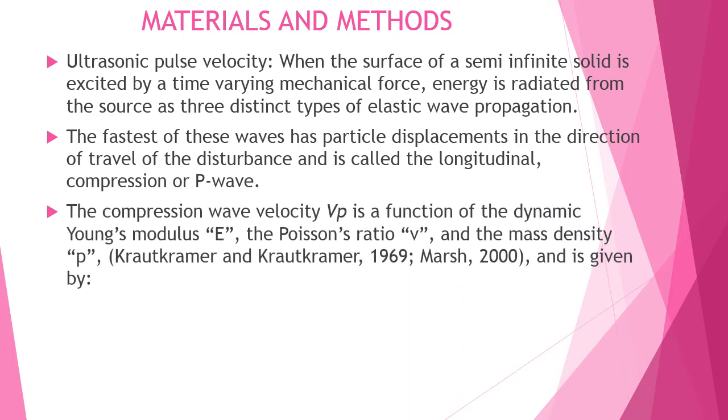The compression wave velocity Vp is a function of the dynamic Young's modulus, known as E, the Poisson's ratio, known as v, and the mass density rho, as given by Krautkrämer and Krautkrämer, 1969, and Malhotra, 2000. It is given by Vp = square root of [E(1 − v) / (ρ(1 + v)(1 − 2v))].